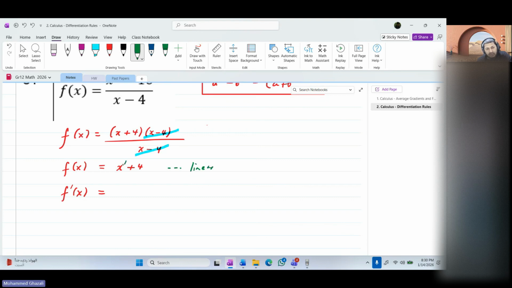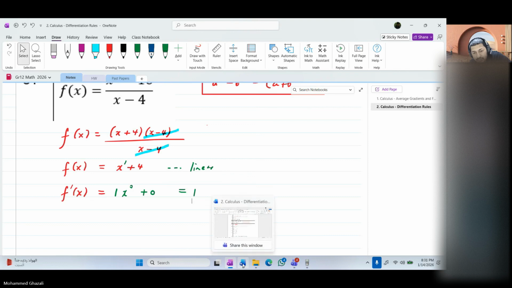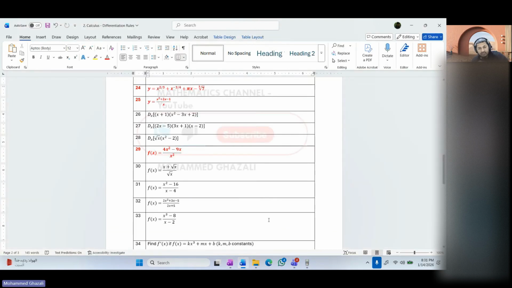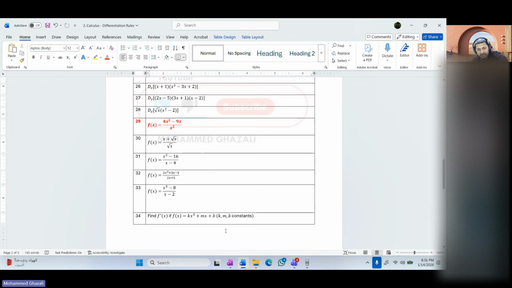Okay, let's apply the power rule. 1 times 1 is 1. X to the power 0, derivative of constant is 0. So what are you getting? 1. So remember, the derivative of a linear function is just the slope. Right, so that answer was 1. Look at another problem.